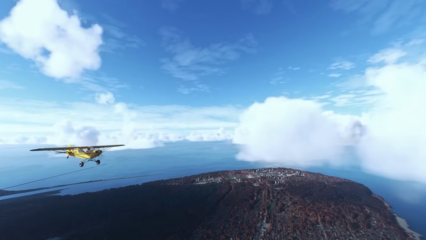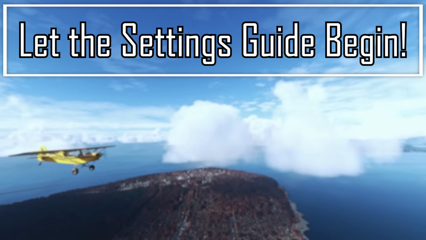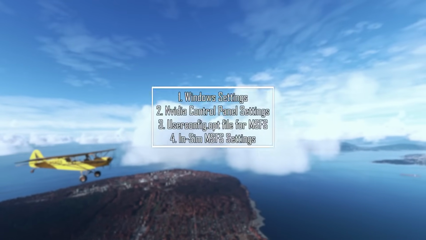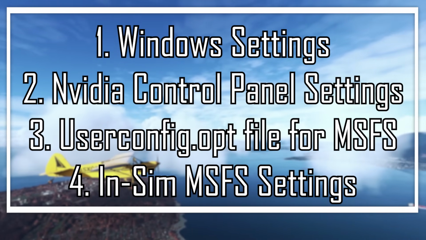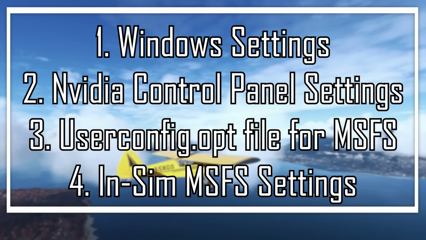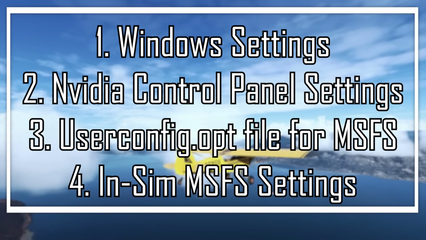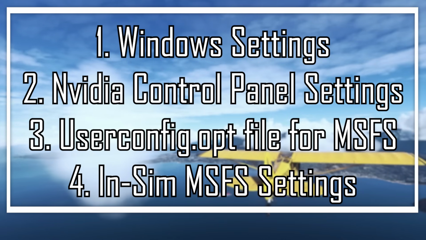Alright, so with the hardware out of the way, let's jump into all of my software related settings. So the order in which these settings will be showcased in this video can be seen on screen. We'll first start with my Windows settings, moving swiftly on to my Nvidia control panel settings, and then we'll look at the user config file for Microsoft Flight Simulator. This is very important if you want to get a little extra performance and fix the grainy cloud textures.